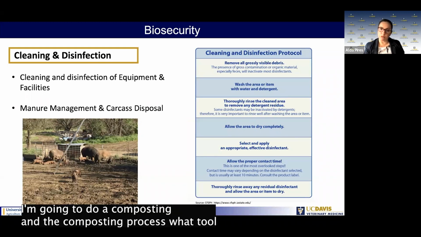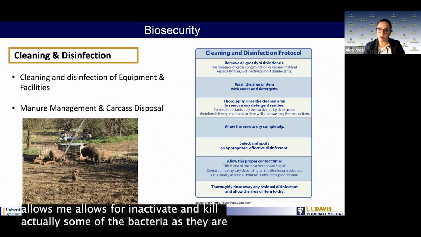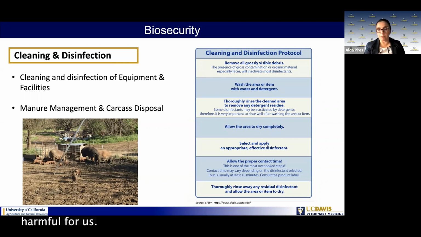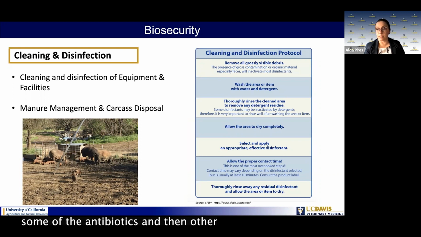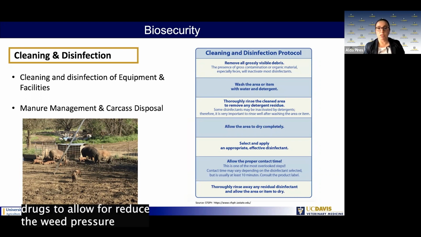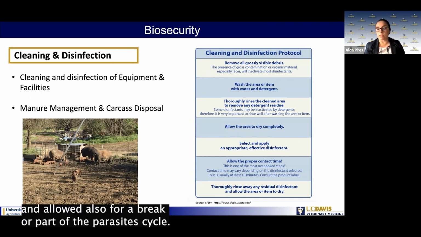I'm going to do composting, and the composting process allows us to inactivate and kill some of the bacteria that are harmful for us, as for example, foodborne pathogens. It also allows for metabolizing some of the antibiotics and other drugs. It reduces the weed pressure and also breaks part of the parasite cycle.